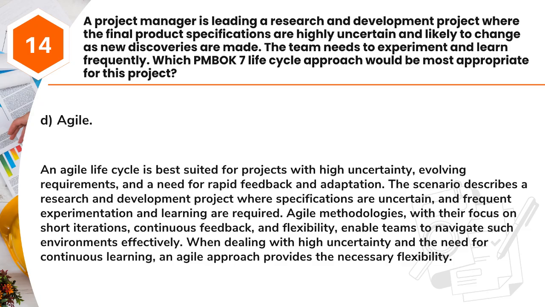Answer: D. Agile. An agile life cycle is best suited for projects with high uncertainty, evolving requirements, and a need for rapid feedback and adaptation. The scenario describes a research and development project where specifications are uncertain, and frequent experimentation and learning are required. Agile methodologies, with their focus on short iterations, continuous feedback, and flexibility, enable teams to navigate such environments effectively. When dealing with high uncertainty and the need for continuous learning, an agile approach provides the necessary flexibility.